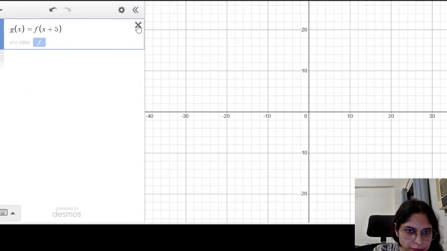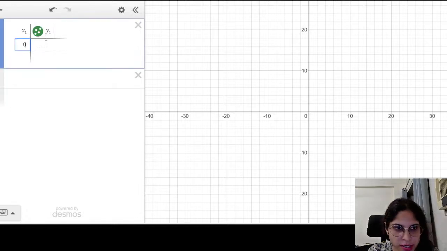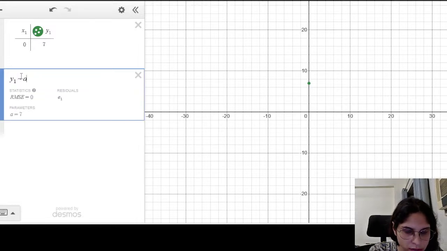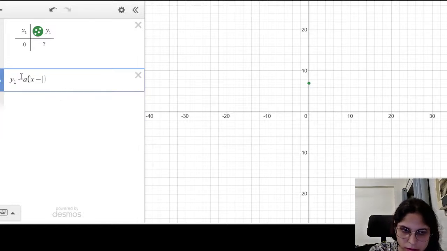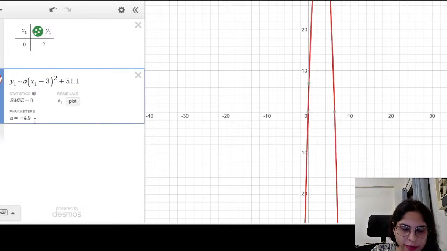So you go here, you make the table with 0, 7, and here you write the vertex form: a times (x1 minus 3) whole squared plus 51.1. The value of a is negative 4.9.